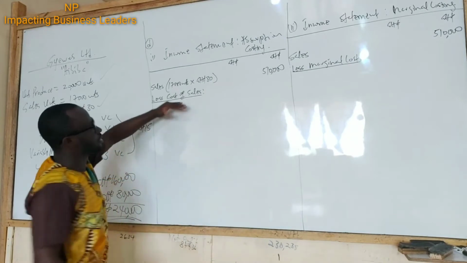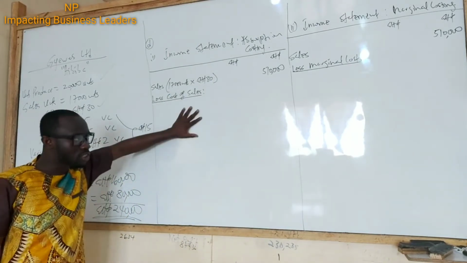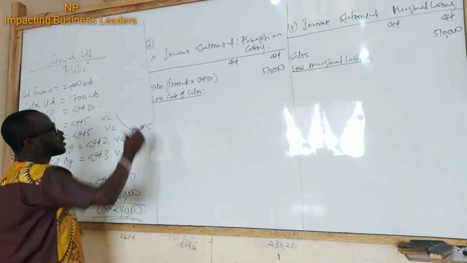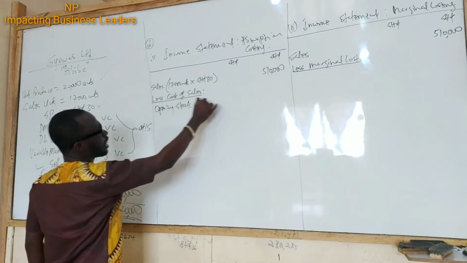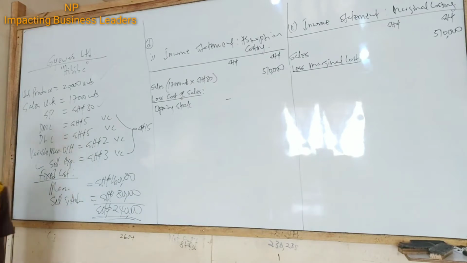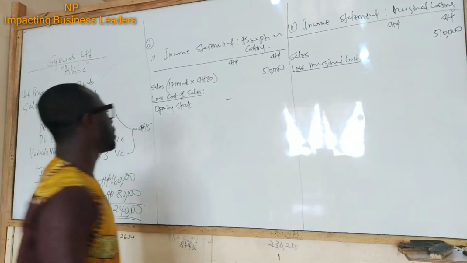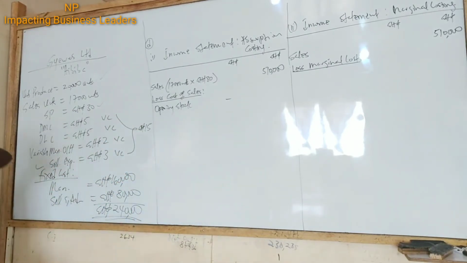Then we come to less cost of sales and absorption costing. The first thing usually that comes is the opening stock. Just that in this question there is none. So I'm just going to put dash there. So there is no opening stock. Then we start with the cost items.